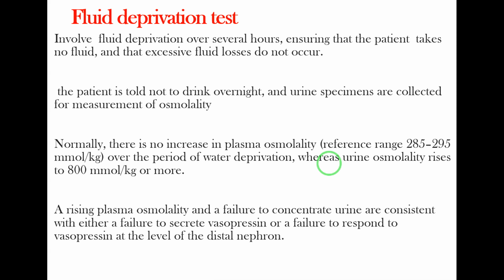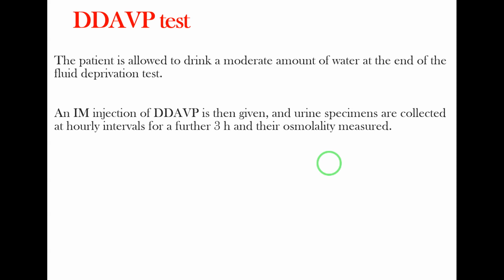Maybe the kidney doesn't respond to antidiuretic hormone, as in nephrogenic diabetes insipidus, or the hormone may not be produced from the pituitary, from the hypothalamic pituitary axis. There is no antidiuretic hormone, so the kidney cannot reabsorb water. So we have two reasons behind the failure to concentrate the urine.